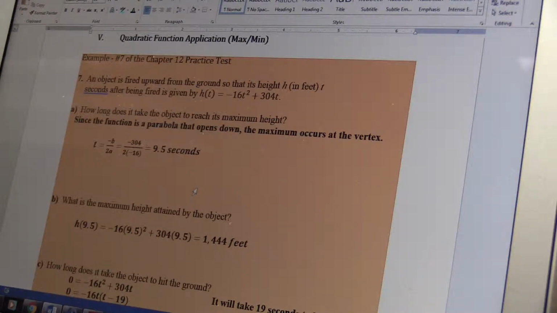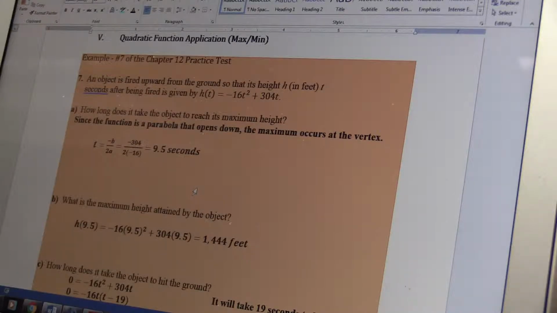Okay, now in this video we're going to look at an application tied to quadratic functions. A real common application is looking for maximums and minimums, and if you have a model that's actually quadratic, then the max or min is always going to occur at the vertex. So now we know how to find the vertex.